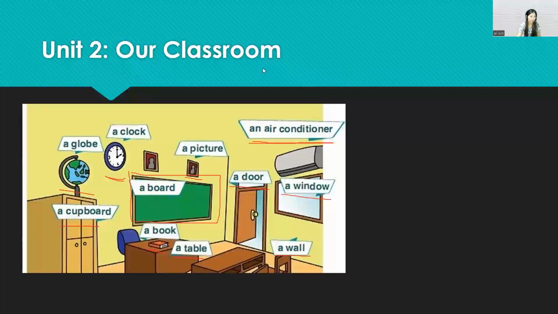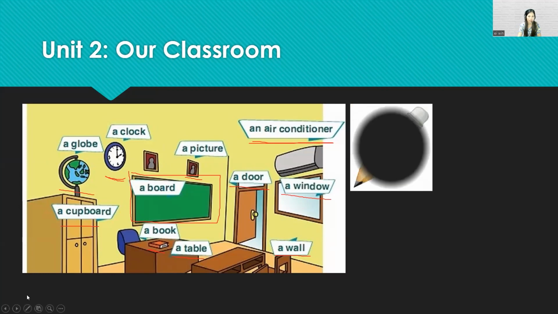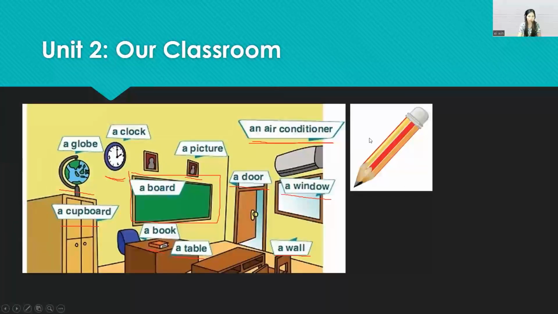So next one. So what is this? This is a pencil. We used to write in our book. A pencil.